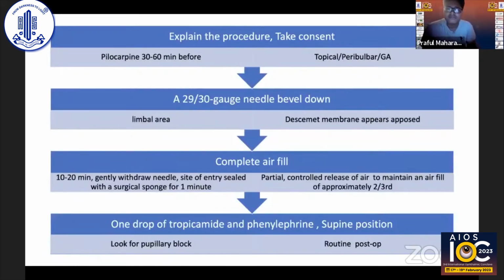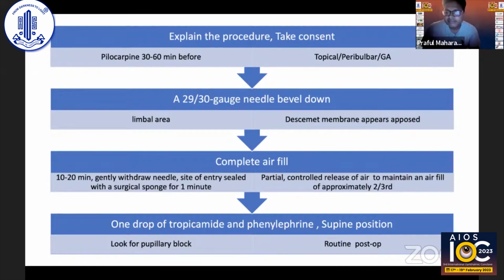So remember, whatever the procedure that you prefer, explain the procedure to the patient, take consent if it is mandatory in your part of the country, and it's better to pilocarpinize to minimize the damage to the lens or intraocular lenses. Anesthesia, you decide depending on the patient's pain tolerability. 29 or 30 gauge needle nowadays, people prefer that. Go through an area which is either free of DM detachment or limbal area. Complete air fill should be achieved, and wait there for 10 to 20 minutes.